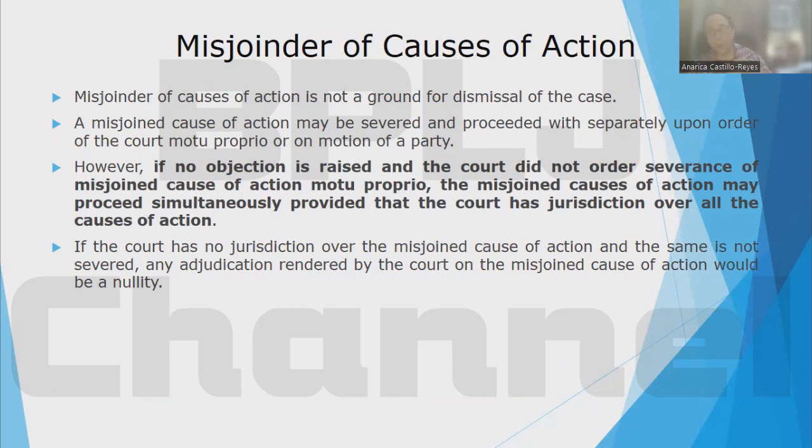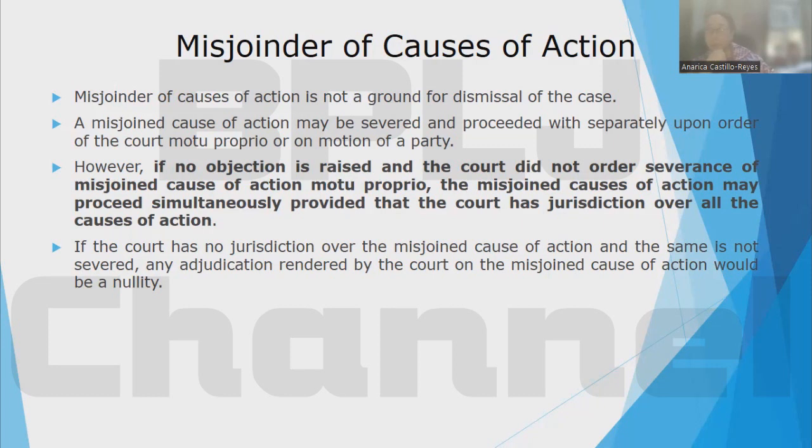Remember that a misjoinder of causes of action cannot be the basis of a dismissal. Because a misjoined cause of action may be severed and proceeded with separately upon order of the court motu proprio or upon motion of the party. However, if there is no objection from the opposing party and the court did not motu proprio order the severance of a misjoined cause of action, the misjoined causes of action may proceed simultaneously provided that the court has jurisdiction over all the causes of action.